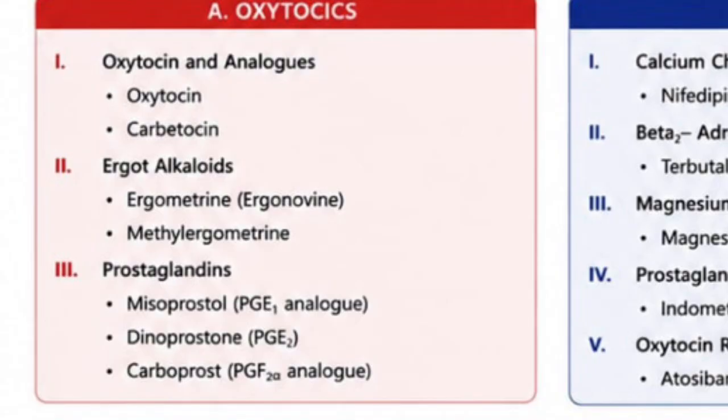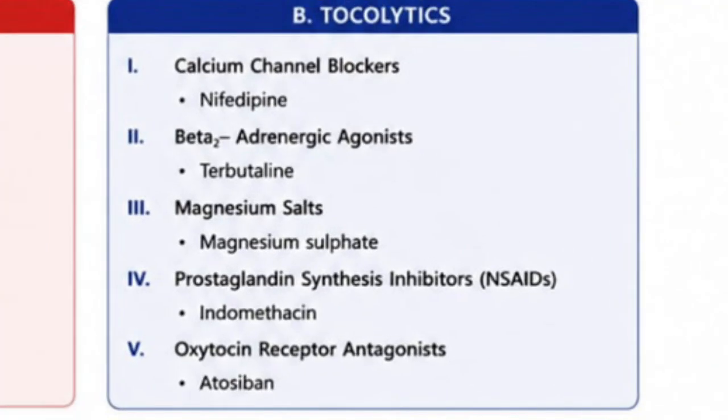So under tocolytic, you have the calcium channel blocker, which is dihydropyridine, which is nifedipine. You have the beta-2 adrenergic agonist, which is terbutaline. Then you have the magnesium salt, which is magnesium sulfate. You have the indomethacin, which is an NSAID. And you have atosiban, which is the oxytocin receptor antagonist.